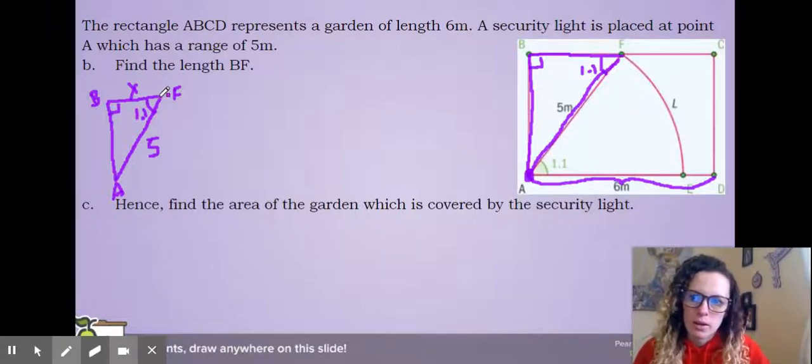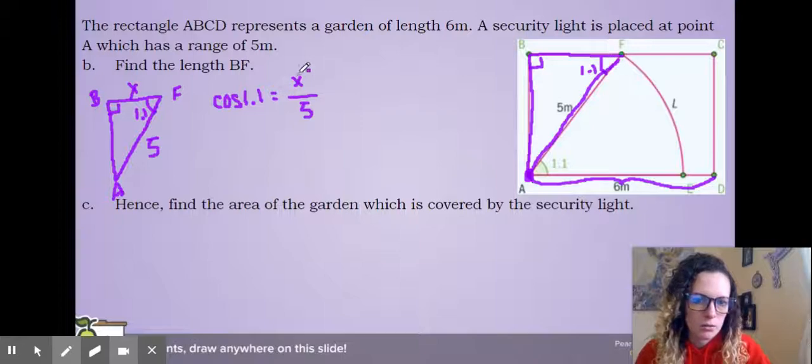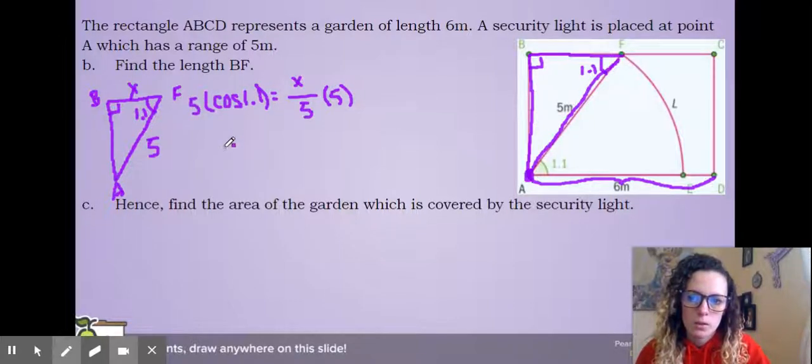So now I can think about right triangle trig. I am looking for my adjacent. I have my hypotenuse, so that tells me I'm using cosine of 1.1 equals my adjacent over my hypotenuse. So just like we were doing with right triangle trig, isolate your variable first, then go to your calculator. So I could cross multiply, or I could multiply both sides by 5, so that x equals 5 times the cosine of 1.1.